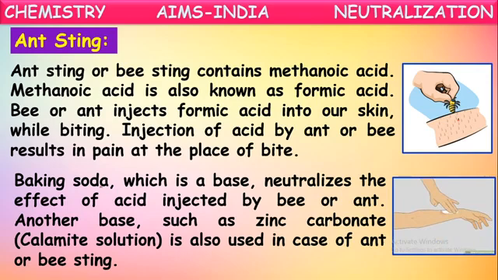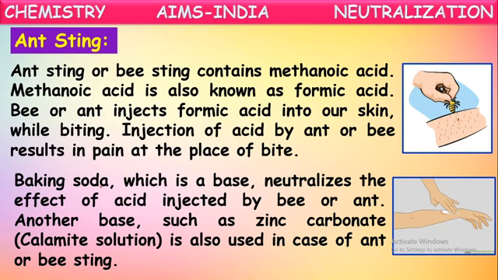Okay, immediately some quantity of this baking soda powder we have to rub on the place where this ant or honeybee bites us. What happens? This baking soda, being a base, reacts with the formic acid released by this ant or bee and neutralizes that. So that we get relief from the pain caused by that. Okay. So what are we doing here? Here also we are applying this neutralization reaction.